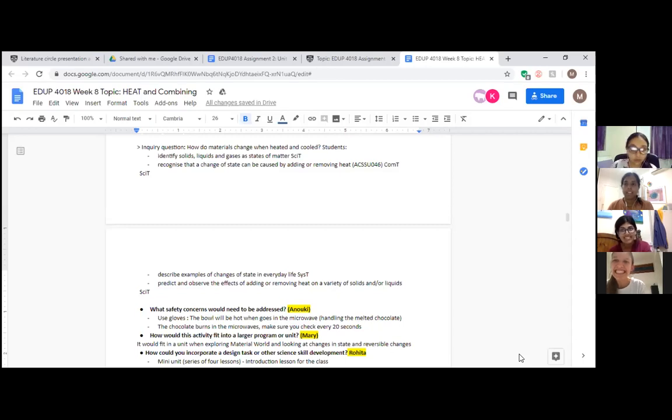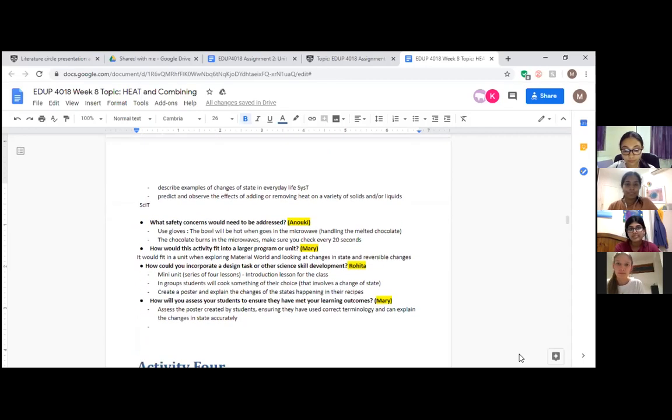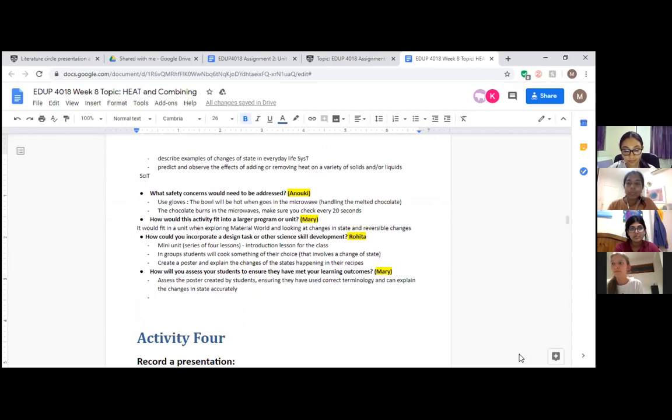When looking at how this activity would fit into a larger unit, it could fit in a unit exploring the material world, and when looking at changes in state, especially reversible changes. And so this would be incorporated into a mini unit that would focus on around 4 lessons. The melting of the chocolate and creating the molds would be an introductory lesson. So then we can discuss what changes of state are taking place.